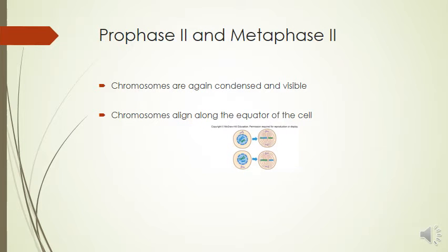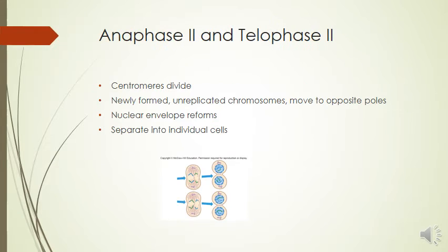So if we look at prophase 2, we see that we do not have crossing over occurring in prophase 2 like we did in prophase 1. The chromosomes are again condensed and visible. The chromosomes then align along the equator of the cell in metaphase 2.